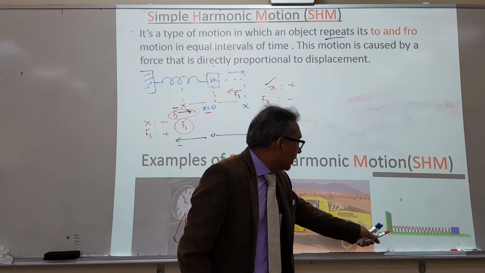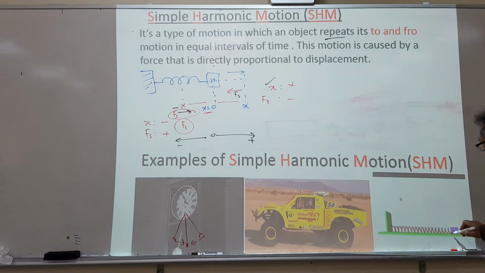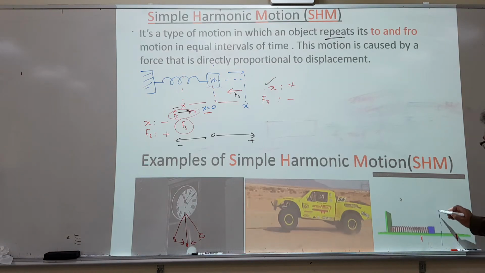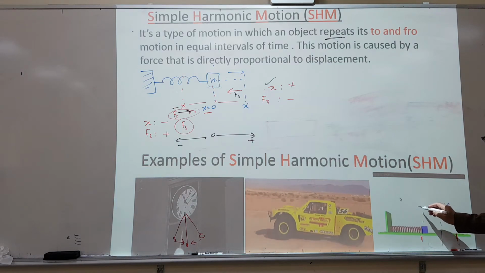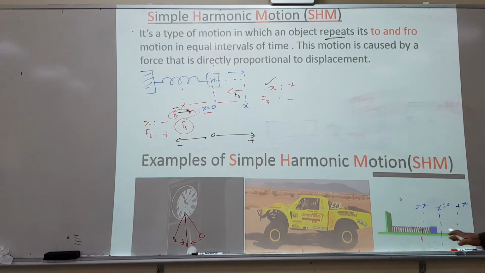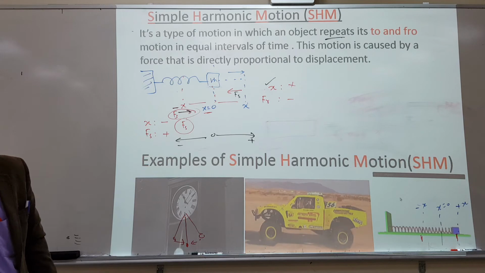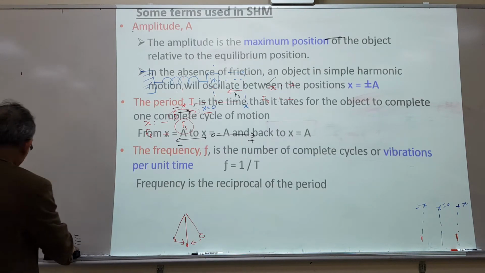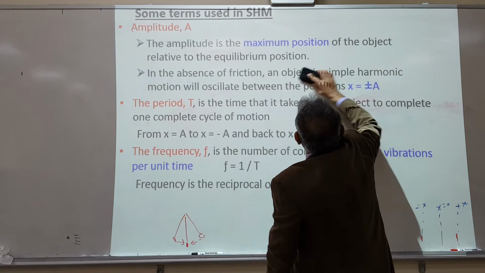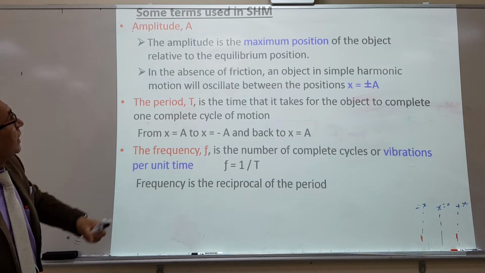Now, this is another example: the mass spring system, the same one we are discussing. These two are its extreme positions, and this is the mid position, x equal to 0. This is x minus, and this is the x plus position. It goes between these two positions. This is what we discussed here. Now, some terminology which we'll be using in the coming discussion and examples. Amplitude A.